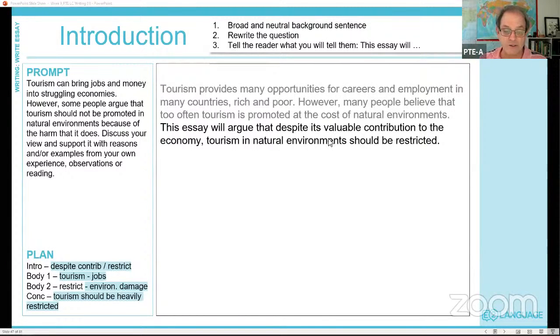Yep. So we're going to support that statement. We're going to discuss both sides, body 1, body 2, two parts of the question. And in our conclusion, we're going to agree with what we said in the introduction, which was what? That tourism in natural environments should be restricted. So that's what's going to come up at the end of our essay in our conclusion.